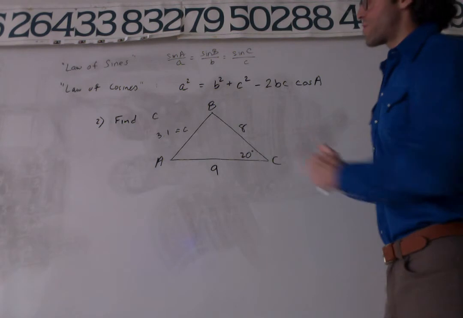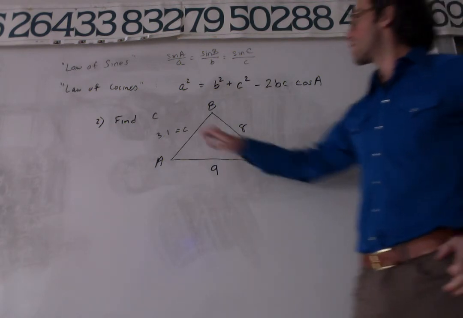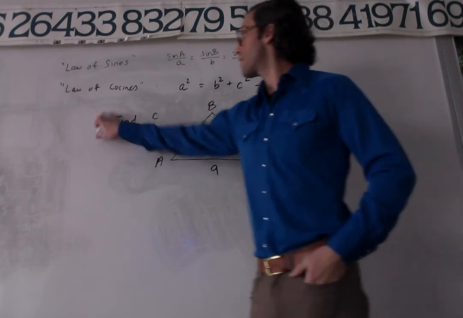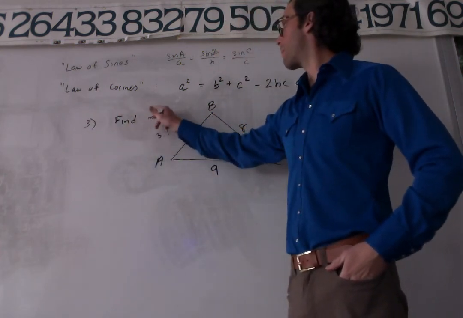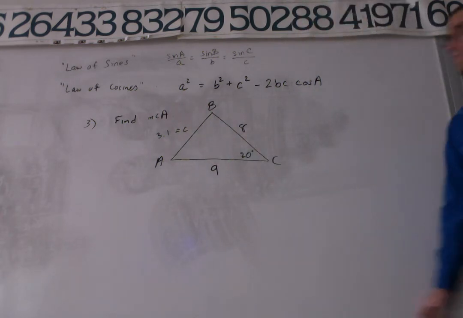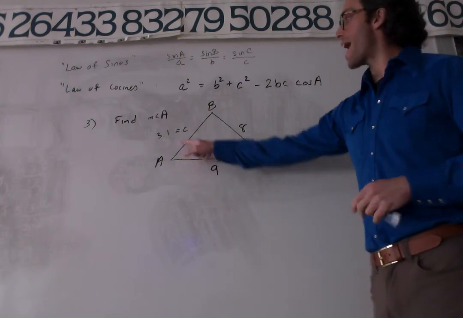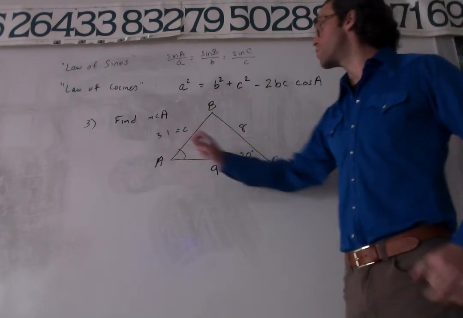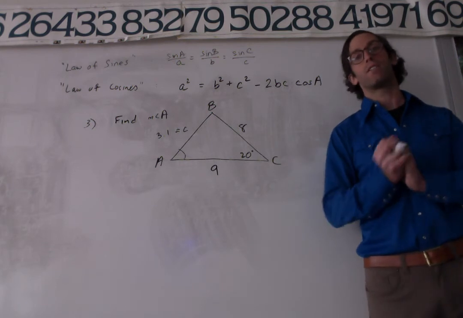In fact, let's use the same problem, and now that we have all three sides, instead of find c, let's make it problem 3, and say find the measure of angle A. Okay? So, because we're looking for this angle now, we do need all three sides to do this. So we would first need to find side C to do this.